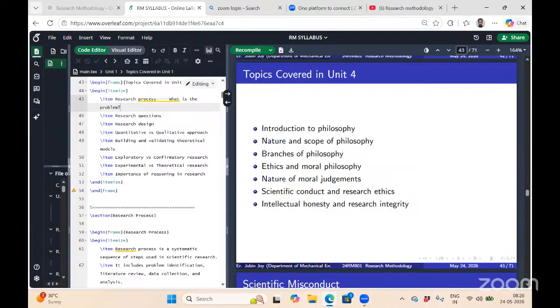Nature and scope of philosophy. The nature of philosophy is based on logical thinking, reasoning, and analysis. So philosophy will check the thinking of humans, beliefs, etc. The scope of philosophy is very broad. This will include science, ethics, education, religion, politics, art, society, etc. For example, medical ethics, engineering ethics, environmental philosophy. These are different applications of philosophy.